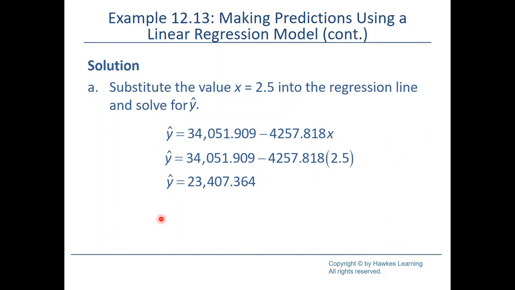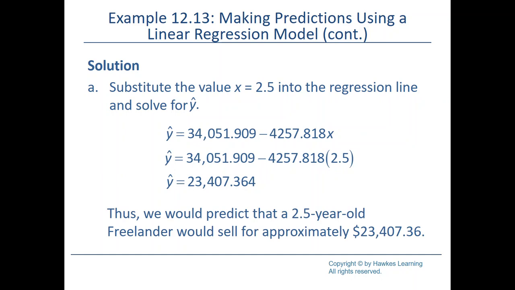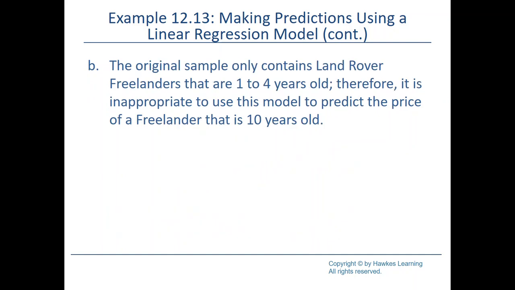And what that basically states is that we can say that our model is going to predict that a 2.5-year-old Freelander will sell for approximately $23,407 and about 36 cents. Now again, we can do the same with all the other ones.